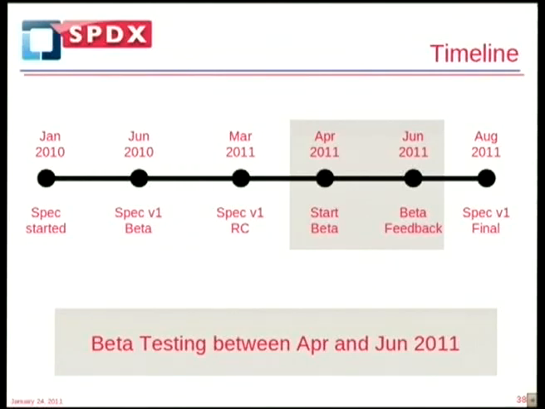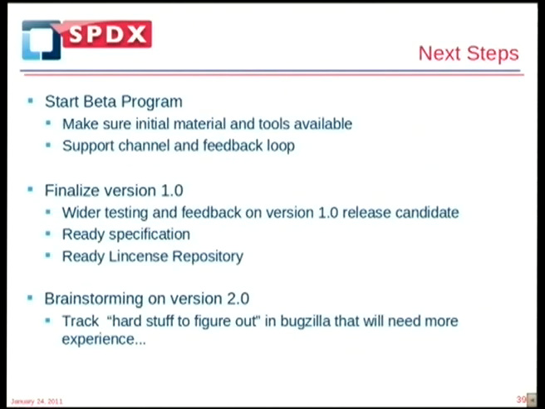So in terms of a timeline, beta testing is probably going to be happening between April and June this year. And then we will probably try to get that 1.0 spec finalized for LinuxCon, so we can 1 year later declare it done. So that's what we're marching to right now.